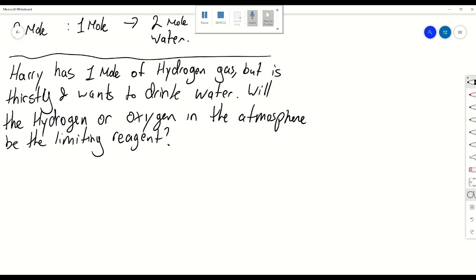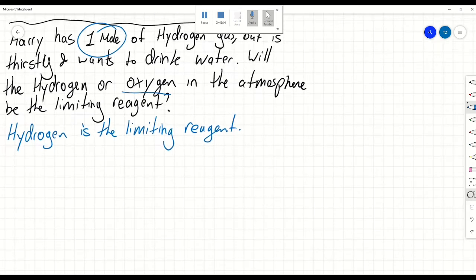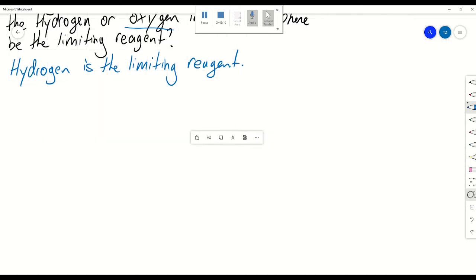So in that example there, we know that Harry only has 1 mole of hydrogen gas, therefore he can only produce a certain amount of water from that because he has unlimited oxygen because it's essentially in the atmosphere. So he's got the entire world's oxygen supply. So in this case, hydrogen is the limiting reagent. If we break this down and go a bit further with it, we can figure out how much stuff they've actually got.